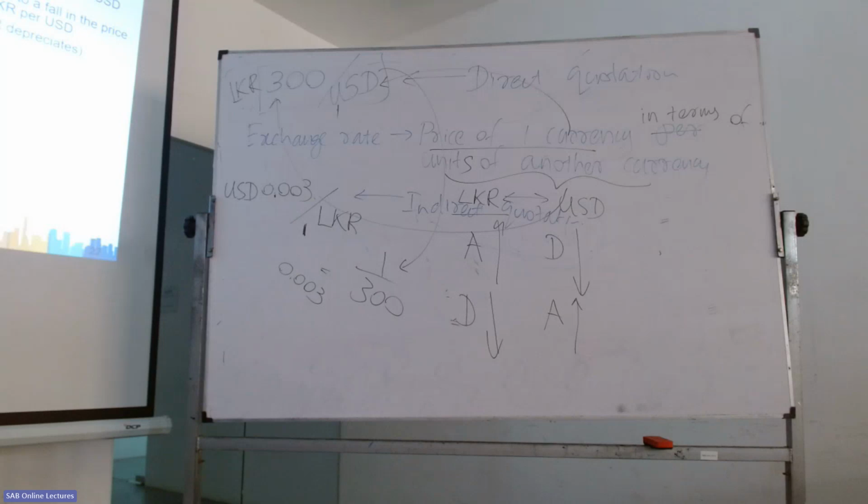Similarly, there is a leftward shift in the supply curve of foreign exchange. What will cause this leftward shift? A decrease in supply. For example, decreasing exports. When Sri Lanka exports goods and services to other countries, they will receive USD in exchange. But when exports fall, USD supply also will fall. That's why we have this leftward shift in supply curve.